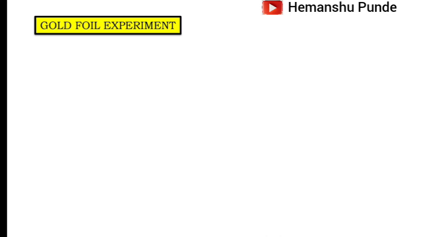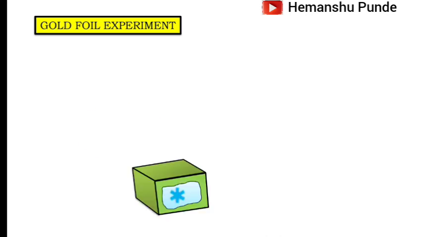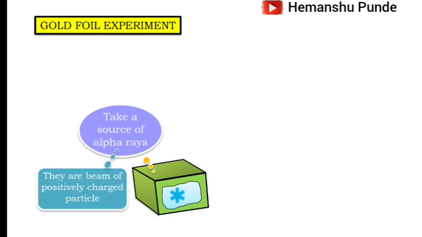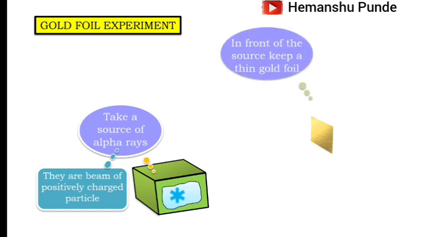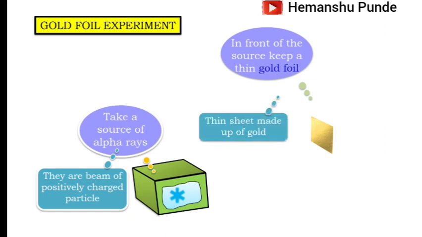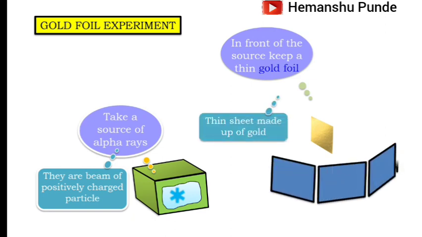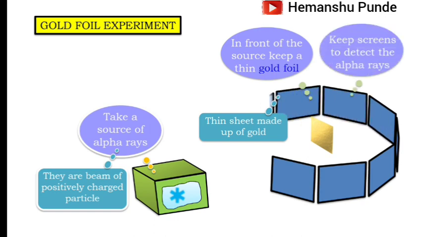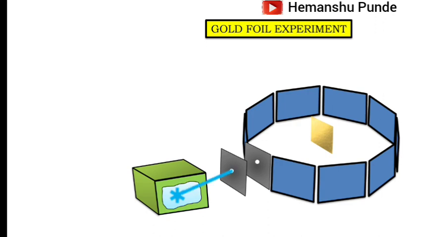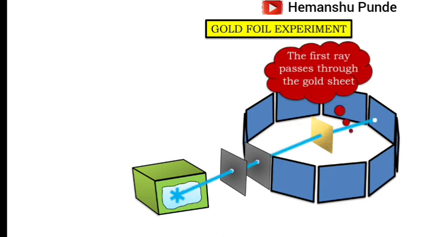Now we are going to discuss the gold foil experiment. Take a source of alpha rays. They are a beam of positively charged particles. What is this? It is a gold slit. In front of the source, we have to keep the thin gold foil. Gold foil means a thin sheet made up of gold. Now keep screens to detect the alpha rays. These are the two slits. Now the positive rays are being passed.